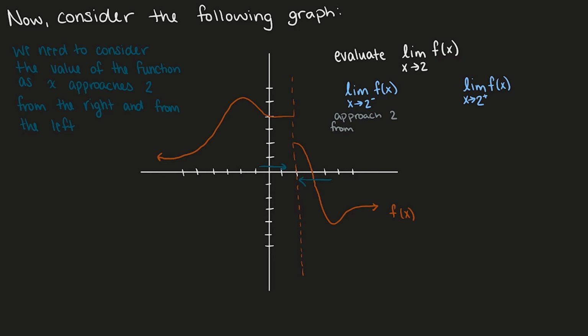What we're doing is we are approaching 2 from either the left or the right. So when we approach 2 from the left, we're looking at from the negative side.